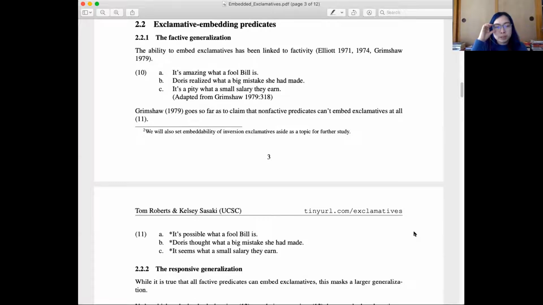So previous authors observed that the ability to embed exclamatives is somehow linked to factivity. This is based on examples like those in 10, with all these factive predicates embedding exclamatives. And Grimshaw goes so far as to claim that non-factive predicates can't embed exclamatives at all, using examples like those in 11, it's possible what a full bill is bad.